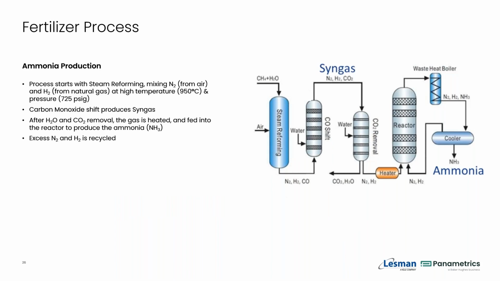Fertilizer process. As you can see here, I'm not going to go through the entire schematic in the interest of time, but you do have your syngas forming, and then the real application here where you're looking at a binary gas analyzer is mixing the nitrogen from air and the hydrogen from natural gas at high temperatures, and then really at the end of it is the excess nitrogen and hydrogen, which is being recirculated here at the bottom. It's basically understanding what that mix is as it goes back in here again. So there are several measurements to be made here.